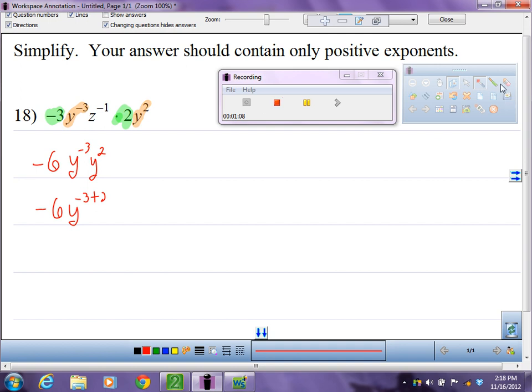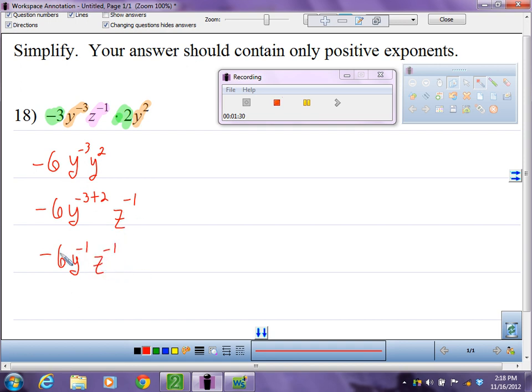Okay? If I look at my Z's, this would be my only Z that I see there, right? So that would make it Z to the negative 1. If I continue solving, it becomes negative 6, Y to the negative 1, and Z to the negative 1.